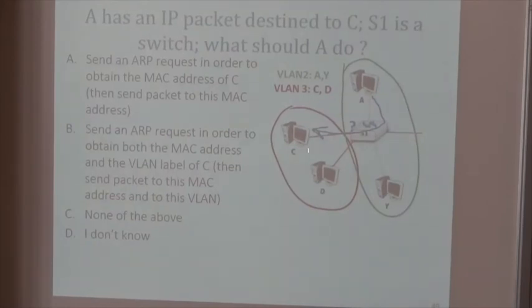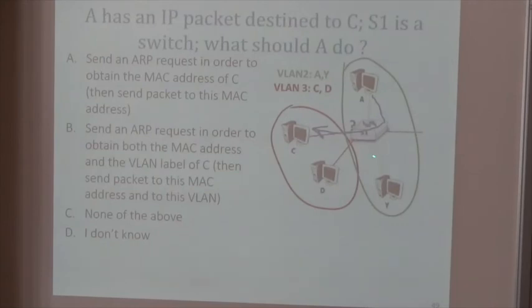You will do an ARP to get C's MAC address. Nobody will respond to your ARP, because with IPv4 you will broadcast in the green VLAN. Nobody in the green VLAN has the IP address. C will not respond because it's not in the green VLAN. So you're trying to reach someone you think is in your subnetwork and is not. It won't work.